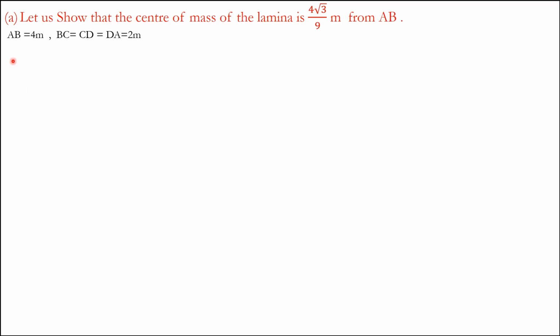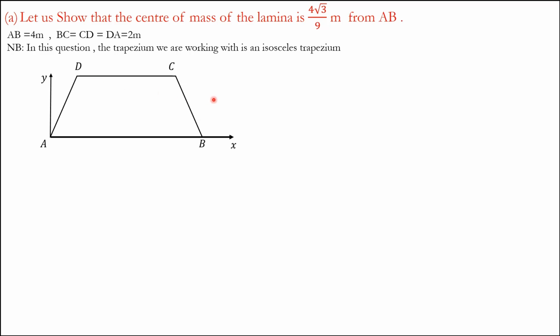Now, in the question we have a trapezium which is such that AB equals 4 meters, BC equals CD equals DA equals 2 meters. From this data, we can clearly conclude that the trapezium we are working with is an isosceles trapezium. Why? Because we have 3 sides of the trapezium which are equal in length, 2 meters, and one side which is longer than the 3 other sides, that is 4 meters. From this we can draw the diagram of our isosceles trapezium, where AB equals 4 meters, AD equals BC equals CD equals 2 meters.